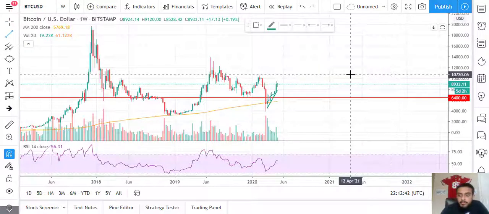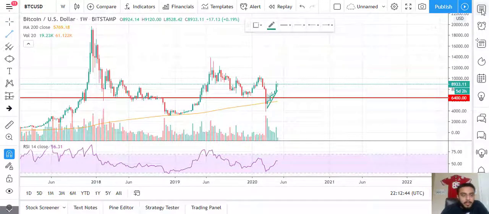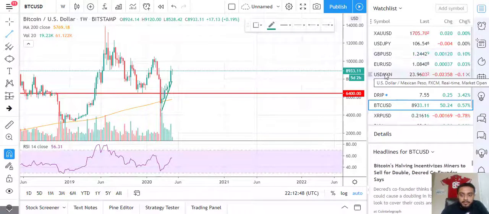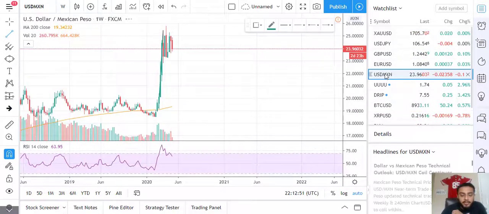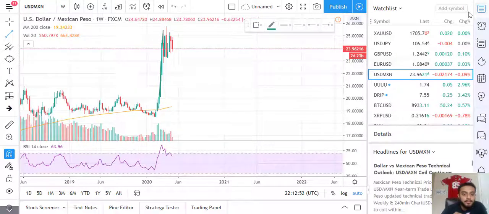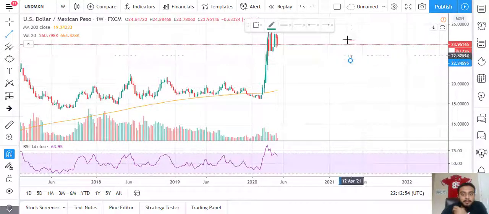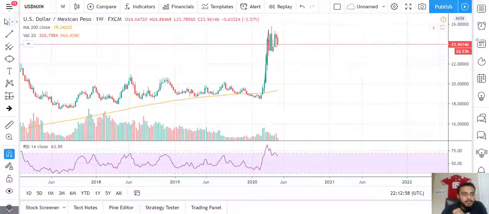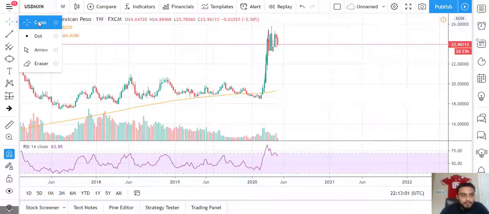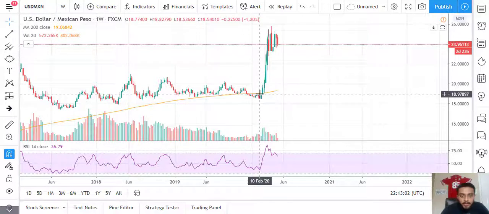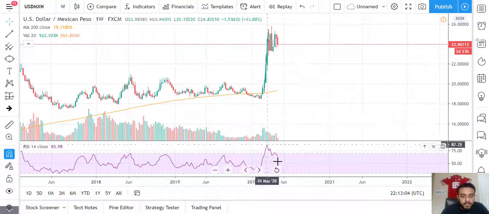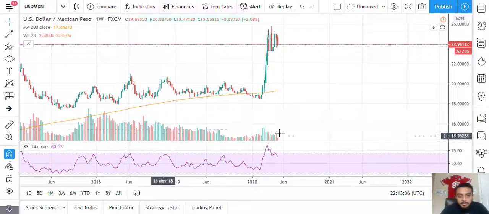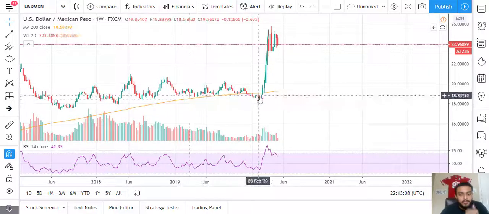All right, ladies and gentlemen, so that was pretty much Bitcoin. I'm gonna go ahead and analyze one more chart for you, and I want to take some time to analyze this chart, USD MXN, right? So we're gonna go ahead and do this real quick. Sorry about that. We're gonna delete this. All right, so we have the same indicators up. We have RSI, we have volume, and the 200 moving average.